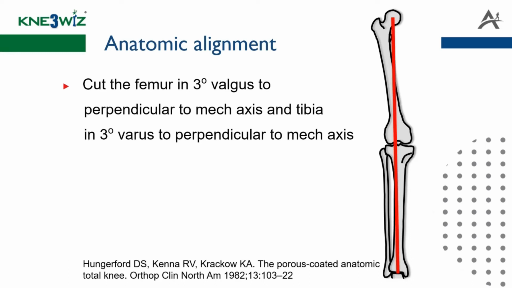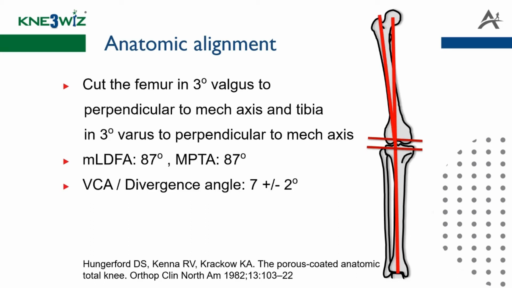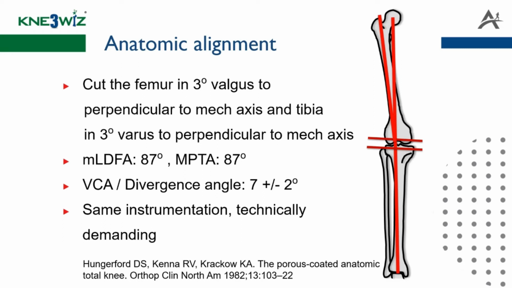The bone cuts required to recreate the anatomy require 3 degree varus for tibia and 3 degree valgus for the femur, which is difficult for most eyes. Also, as the instrumentation remains the same, it is a little more technically demanding.